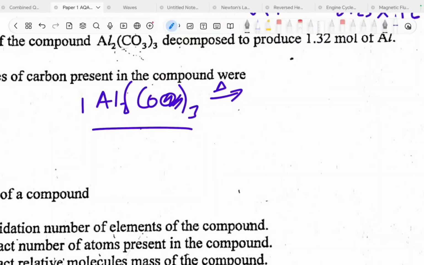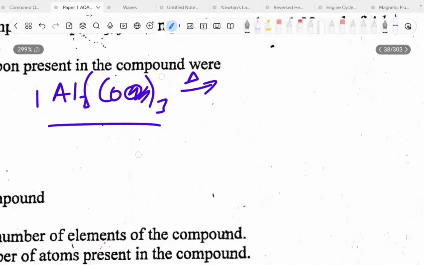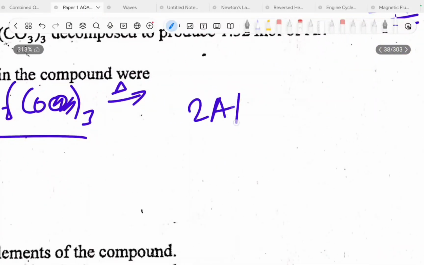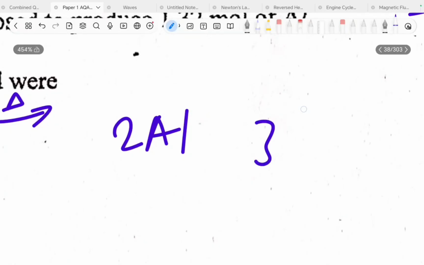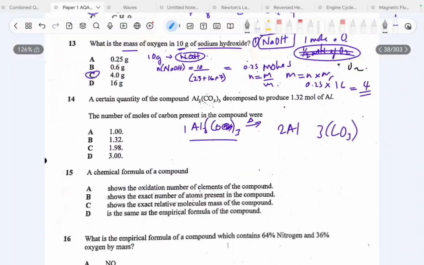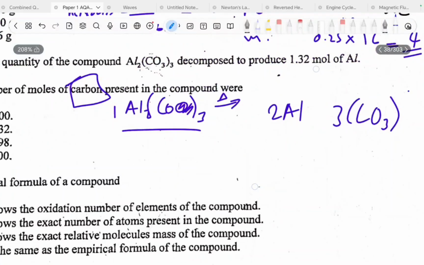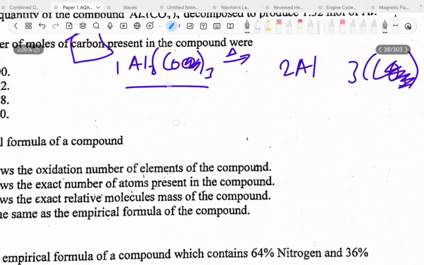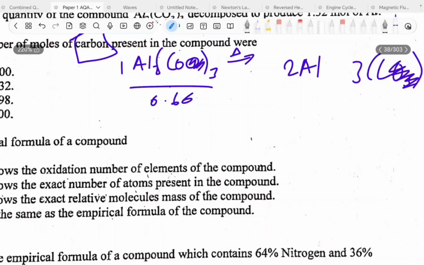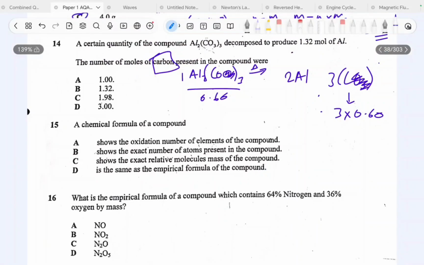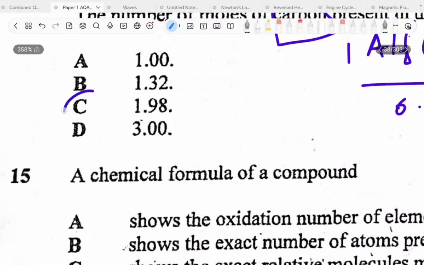In 1 mole of this compound, we have 2 moles of Al and 3 moles of CO3. But we're asking for carbon, so we don't care about the other part. In that 1 mole, there are also 3 moles of carbon. So since 1 mole is equal to 0.66, what about 3? It's basically 3 times 0.66. Punch it in the calculator, you get 1.98. That's how you do those questions.